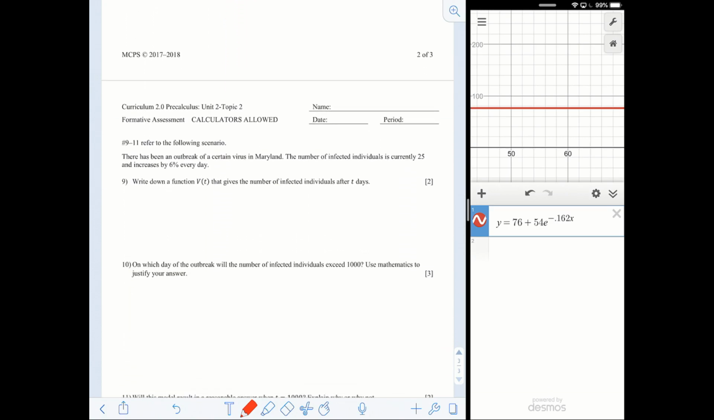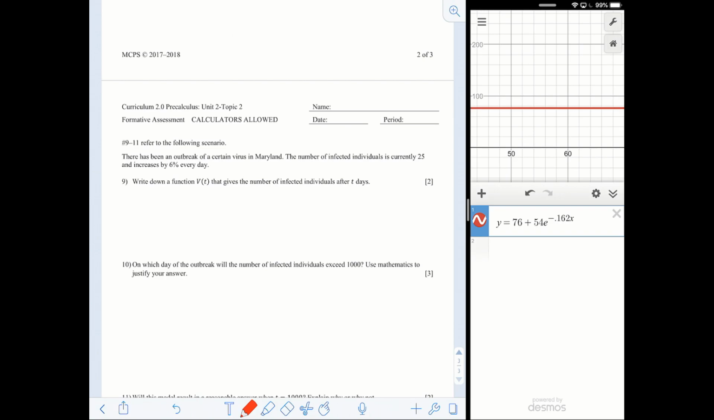Okay, there's been an outbreak of a certain virus in Maryland. The number of infected individuals is currently 25 and increases by 6% every day. So it says write a function V of t that gives the number of infected individuals after t days.